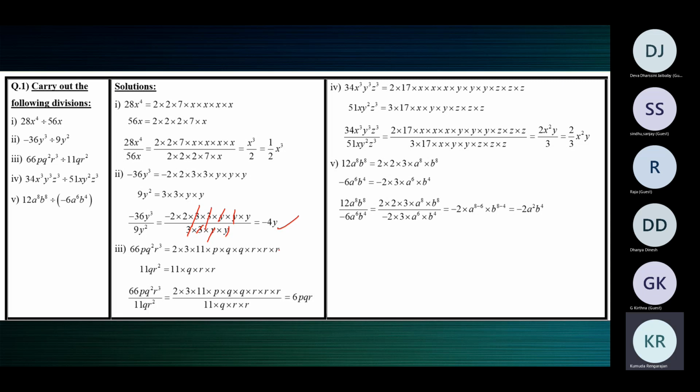The third and fourth are similar, children. In the fifth one, I've done it in a different way. I'll tell you why. Sometimes the power of A may be 25. You cannot write A into A into A 25 times. Supposing A is raised to the power 100 and B is raised to the power 72. You cannot write A and B so many times.